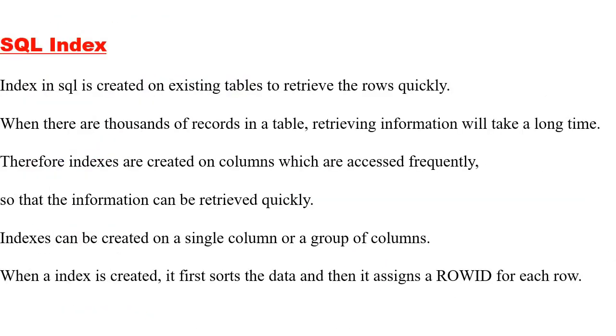Second, we move on to index, SQL index. An index in SQL is created on an existing table to retrieve the rows quickly. When there are thousands of records in a table, retrieving information will take a long time. Therefore, indexes are created on columns which are accessed frequently so that the information can be retrieved quickly. An index can be created on single columns or a group of columns. When an index is created, it automatically assigns a row ID for each row.